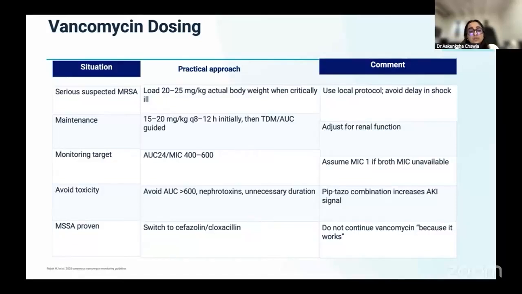You want to avoid toxicity because, one, we already know it is a nephrotoxic drug. Give it with precaution with other drugs in combination, like piperacillin-tazobactam. Avoid unnecessarily prolonging the duration; review the course, review for how long you want to give. And if you get culture reports and it shows MSSA, then you switch to cefazolin or cloxacillin. Do not just continue vancomycin because it works.